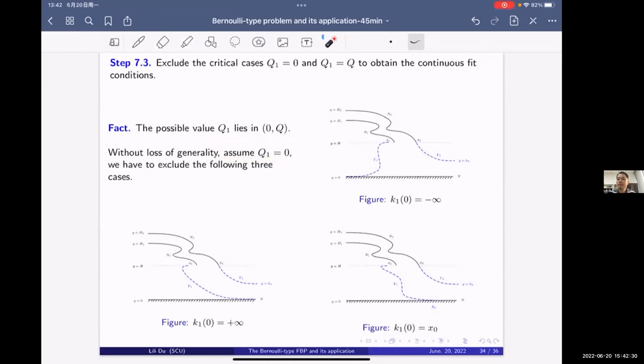The first one is that the left free boundary is close to the ground in the left far field. The second one is that the left free boundary is close to the ground in the right downstream. The third one is that the left free boundary touches some point x0 on the ground. We have to exclude these three cases and show that Q1 is positive.